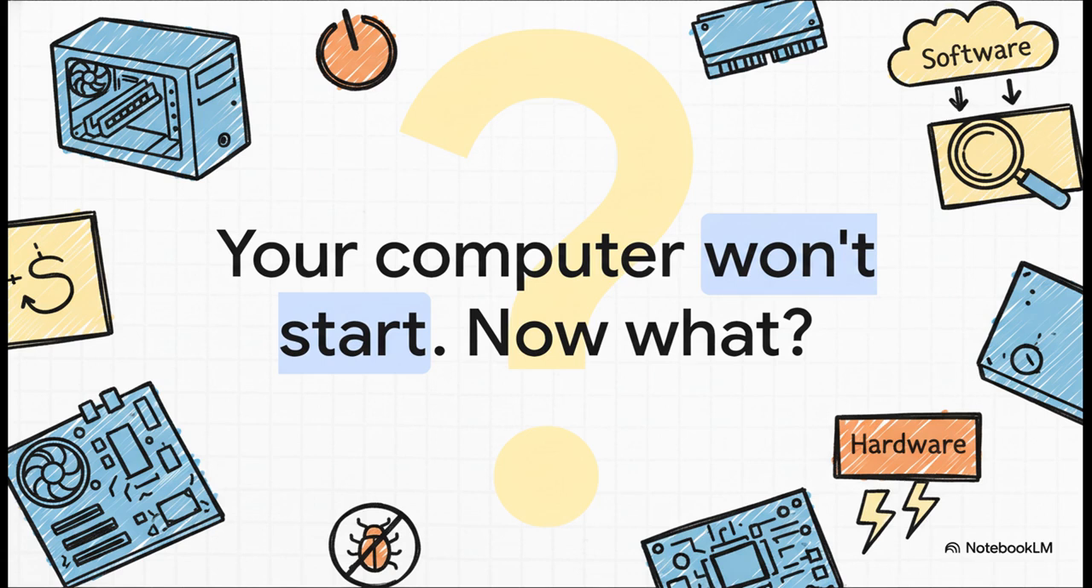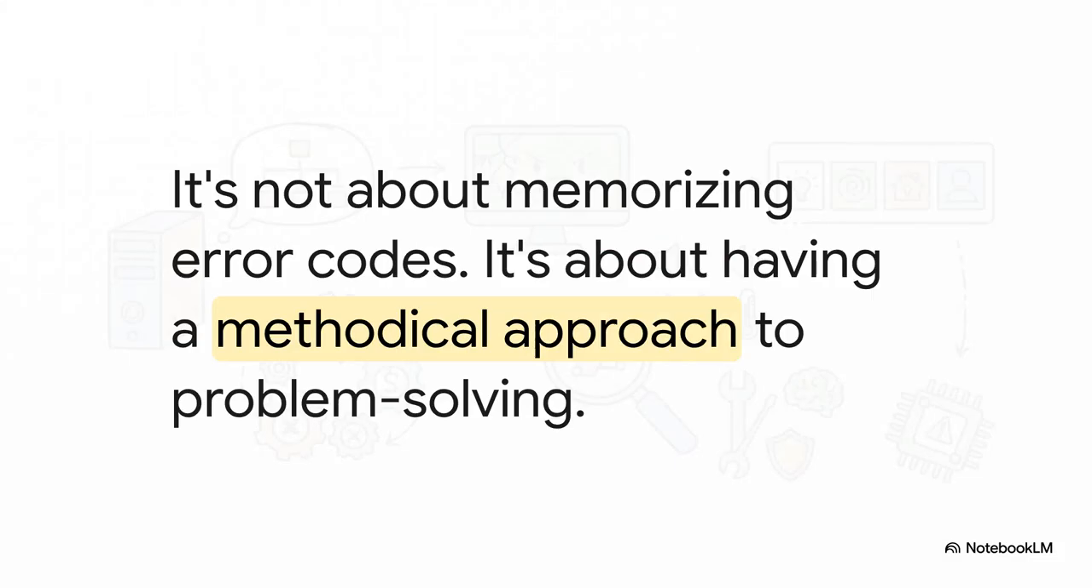But for a pro, this is just the start of a really interesting puzzle. The question isn't, oh no, what's broken? It's, okay, where do I start looking? And that right there is the secret. Troubleshooting isn't a memory test. You don't have to know a million different error codes. It's a logical process, a step-by-step approach that turns all that chaos into clarity. So today we're going to walk through that exact process so you can stop panicking and start problem solving.